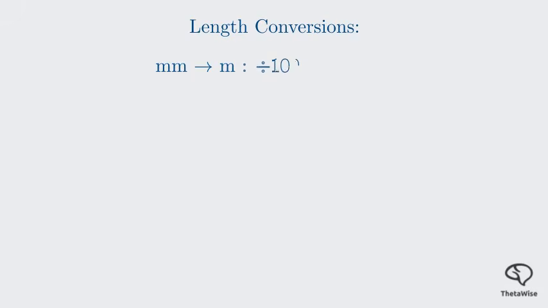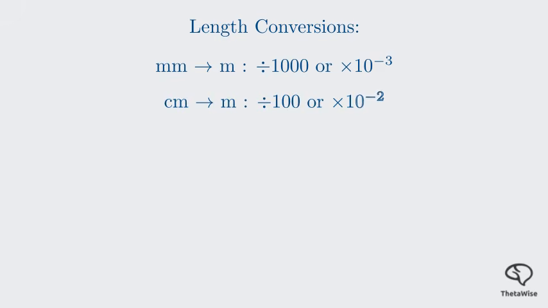Let's cover some essential conversions. First, for length. To convert from millimeters, mm, to meters, m, you divide by 1,000 or multiply by 10 to the power of minus 3. To convert from centimeters, cm, to meters, you divide by 100 or multiply by 10 to the power of minus 2. To convert from kilometers, km, to meters, you multiply by 1,000 or 10 to the power of 3.